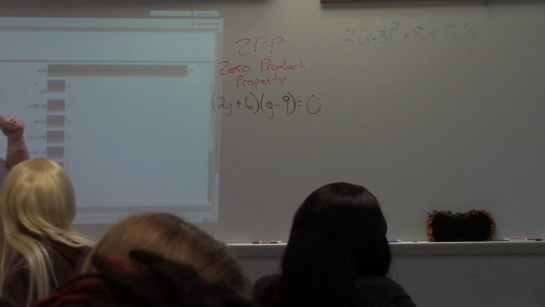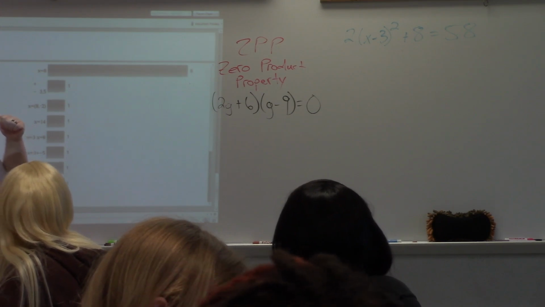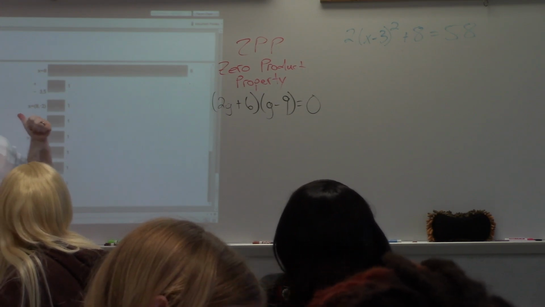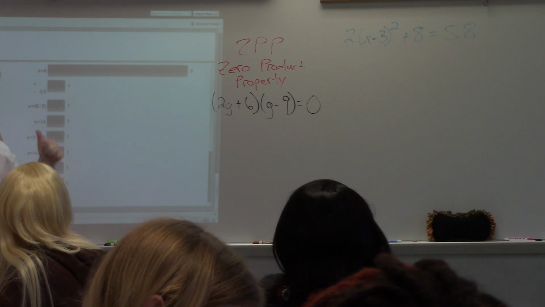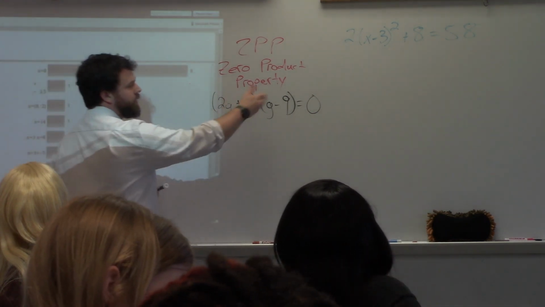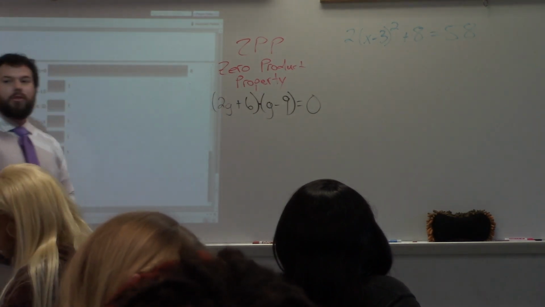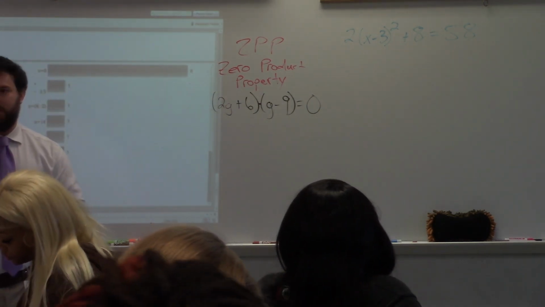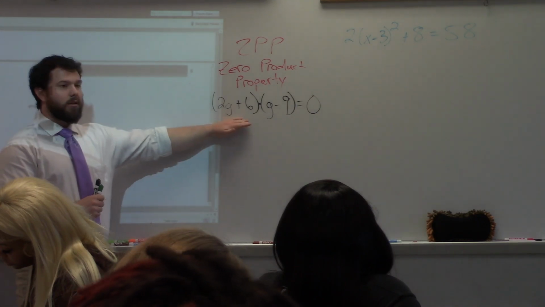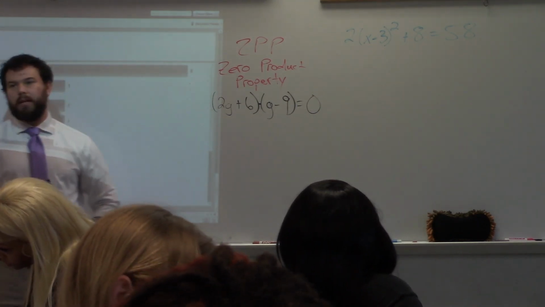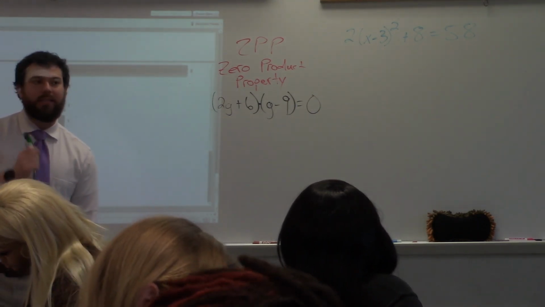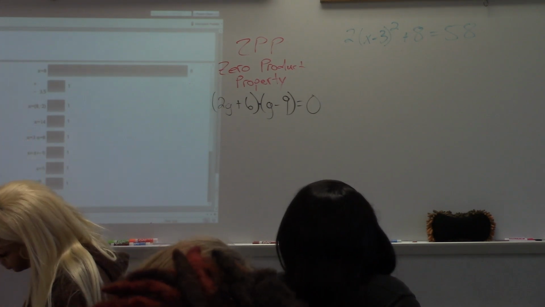Listen to that wording. There's not two terms or two equations. Two sets of parentheses. Hey, what's between these two sets of parentheses? Multiplication. It's not two factors. Doesn't that look like the factored form of a quadratic equation? As soon as I see factored form equal to 0, I'm thinking zero product property.